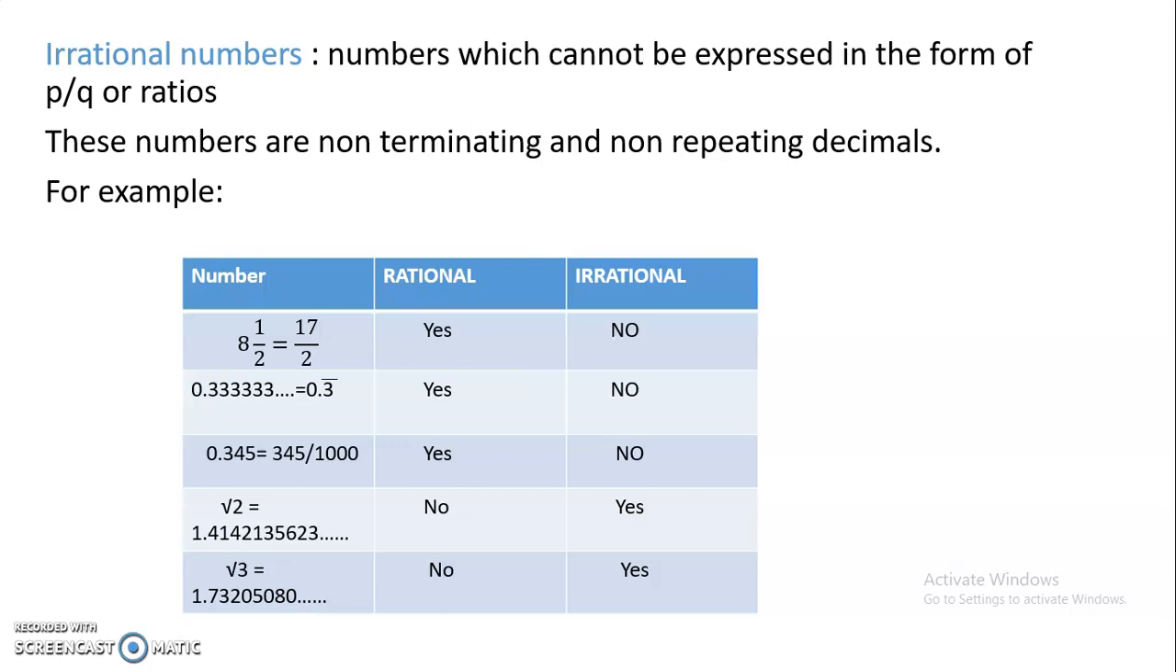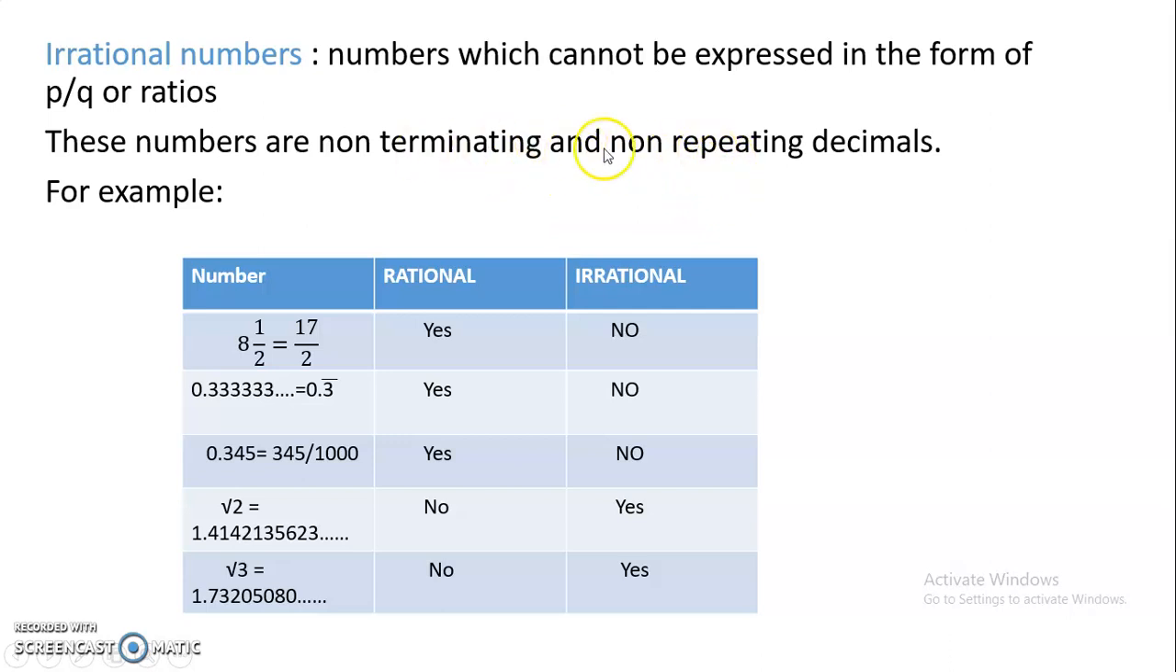What are rational numbers? The numbers which can be expressed in the form of p by q, or ratios, are called the rational numbers. And irrational numbers are the numbers which cannot be expressed in the form of p by q or in the form of ratios. These are the numbers which are non-terminating. They have no end. And non-repeating decimals. They have no end, but they do not repeat also.